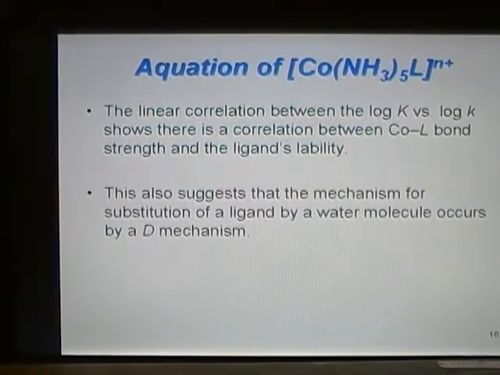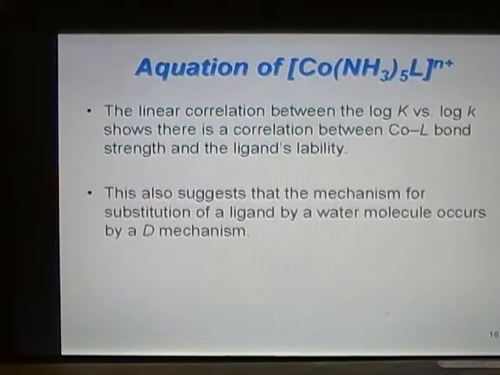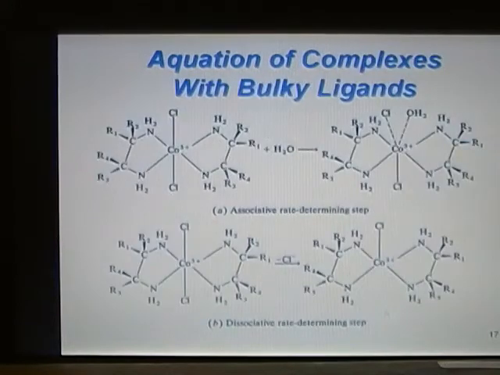So we've looked at isotopic exchange of water. That occurs by a dissociative mechanism. We've looked at aquation and anation reactions. Both also occur by dissociative mechanisms. That suggests that many substitution reactions occur by a dissociative mechanism. Let's look at some additional data that may help us decide if dissociation is truly the way that substitution reactions occur.